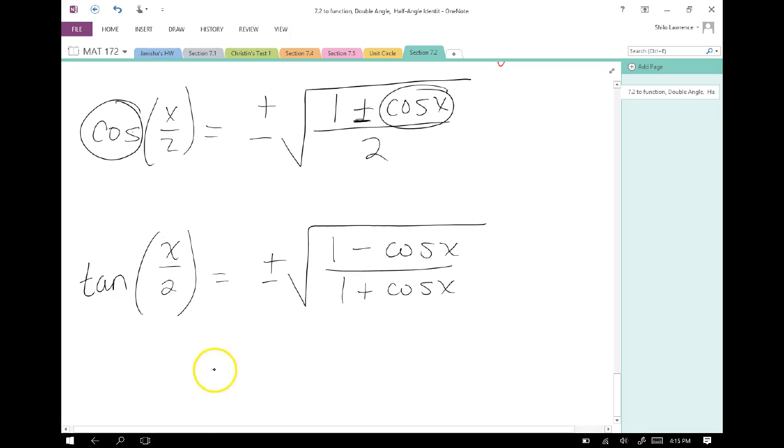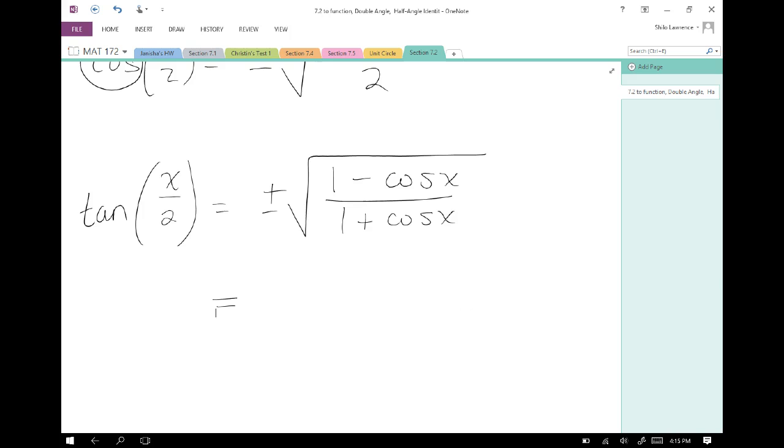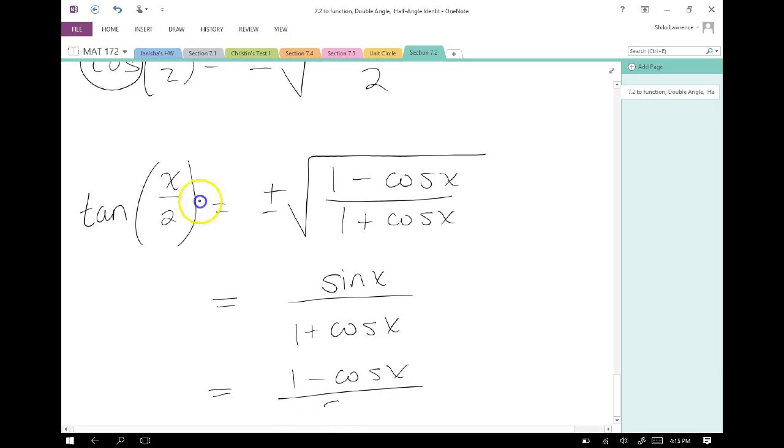But there's two other options for the tan of x over 2. You could also do sine of x over 1 plus cosine x, or 1 minus cosine x over sine x. You've got three options.